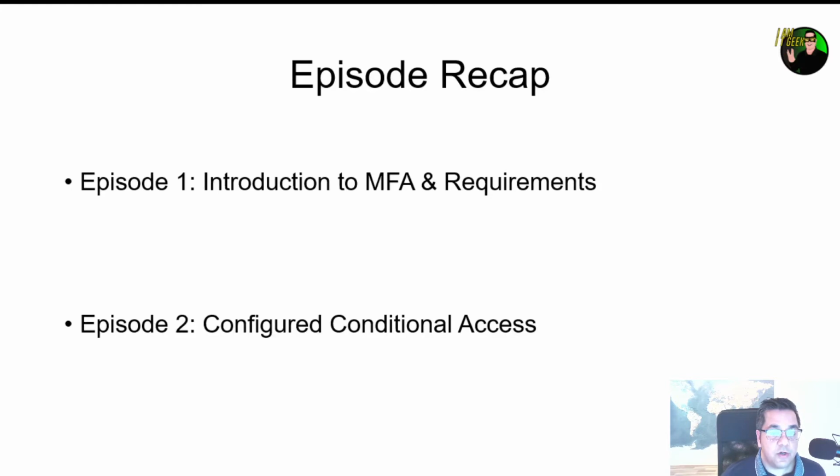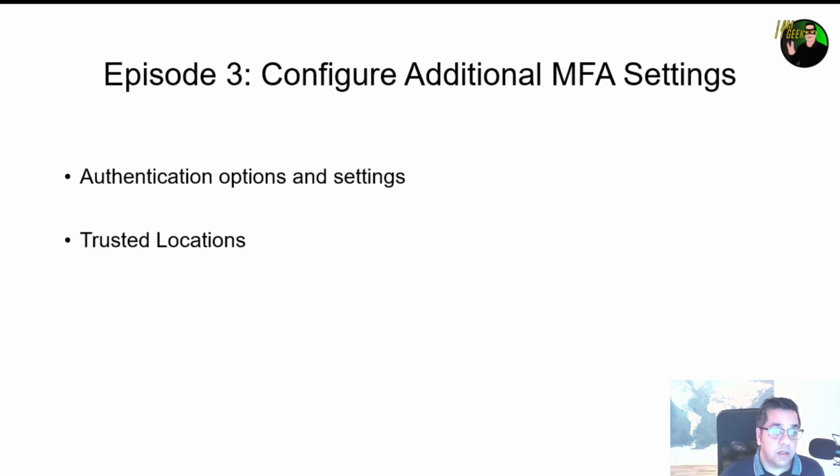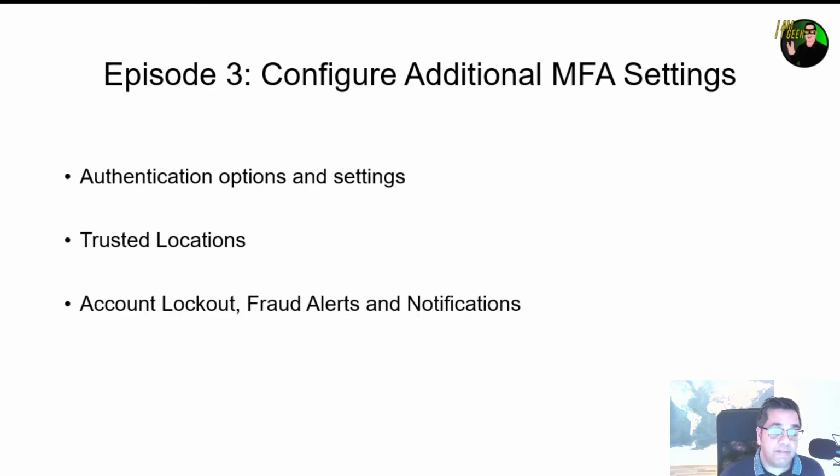So let's just go into a quick introduction into episode 3, where we're going to configure additional multi-factor authentication settings. So we're going to have an overview of what these settings are. They'll include the authentication options and the settings. We'll show the trusted locations. We'll have an overview and a look at account lockout, fraud alerts and notifications. And finally, we'll have a look at the service and user settings for multi-factor authentication and what configuration options you have for that as well.